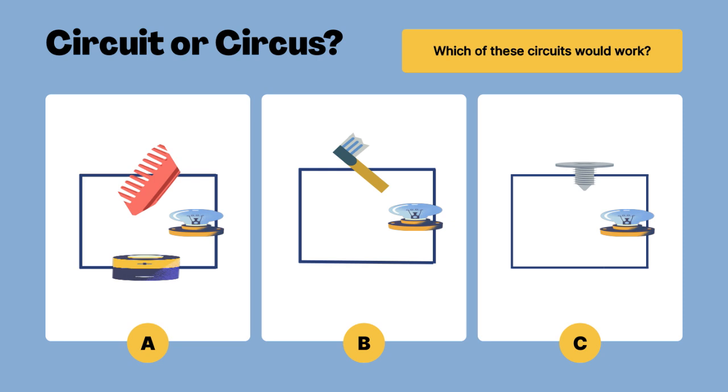Sometimes, what looks like a simple connection can actually have a hidden flaw that makes it non-working. So, as we analyze these options, I want you to consider the importance of proper connections and the overall design. Remember, in the world of electronics, a circuit that looks good on paper still needs to work in practice. This slide challenges us to think critically about what makes a circuit viable versus just a visual or a circus. So, let's keep that in mind as we move forward and examine each option carefully.